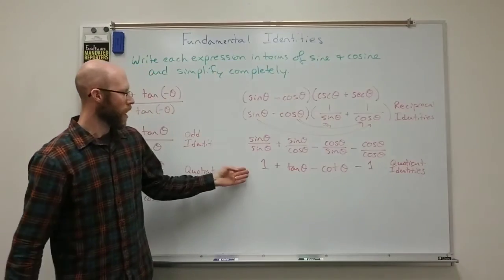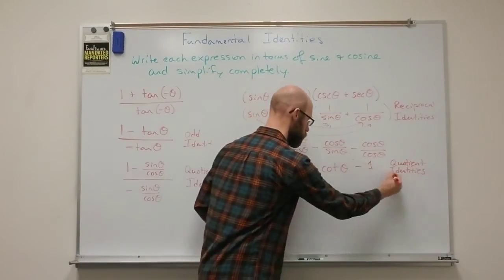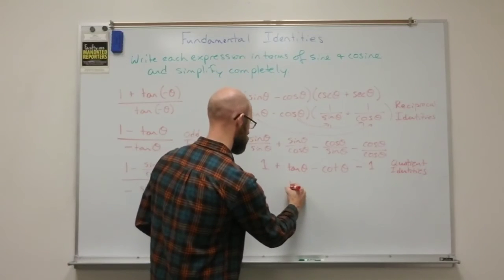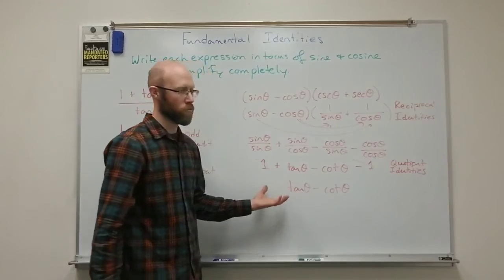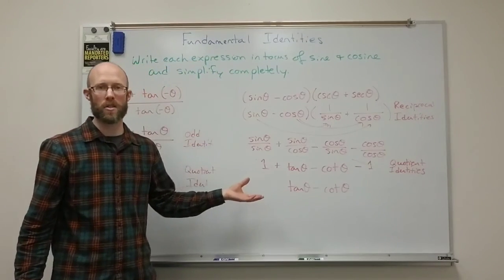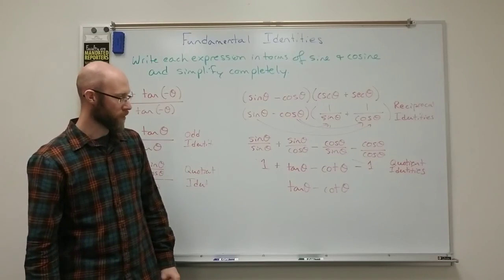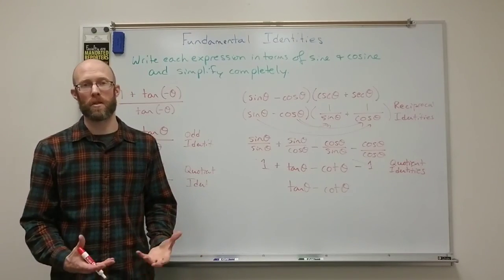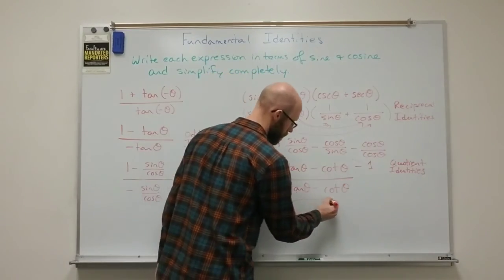Okay. And then I've got 1 minus 1, which is 0. Those cancel out. And I'm left with simply the tangent theta minus the cotangent of theta. Doesn't really get any simpler than that. There's no fractions involved, there's no negatives in the angle, and everything's really combined as tightly as possible. So that would be a good simplified expression.